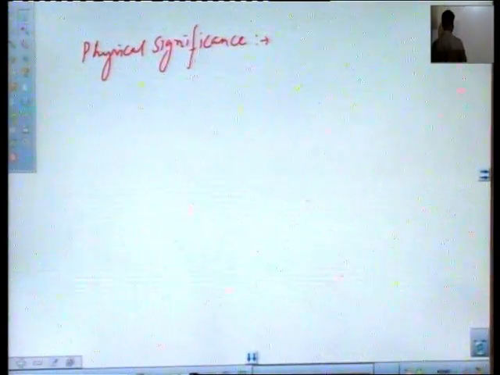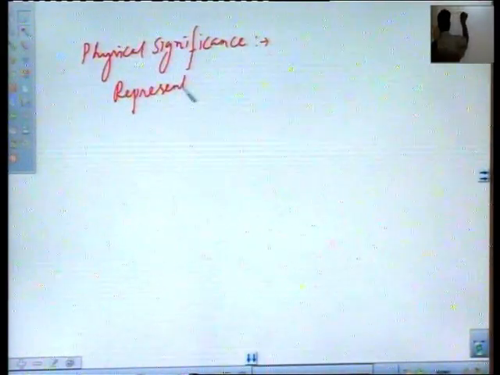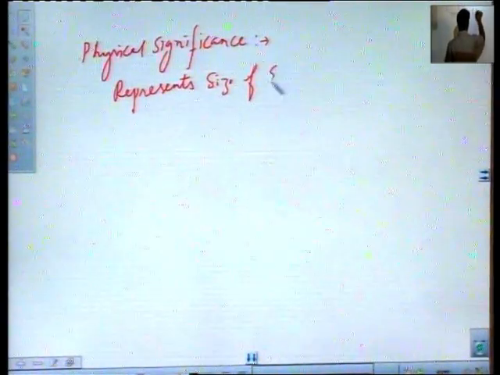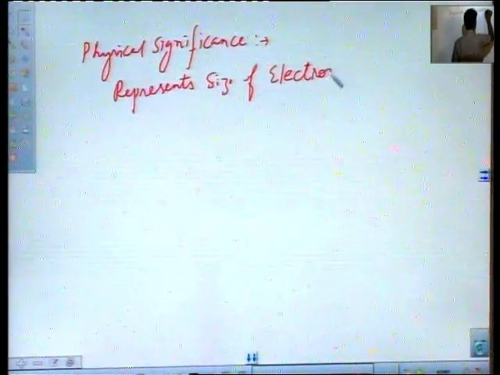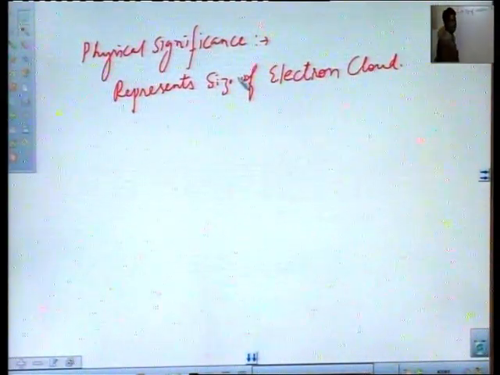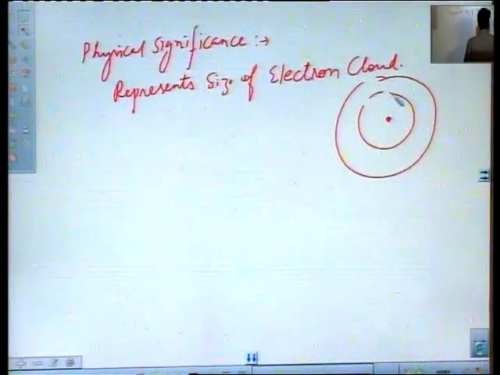The physical significance of the principal quantum number is that it represents the size of the electron cloud, that is, how far the electron is present around the nucleus.